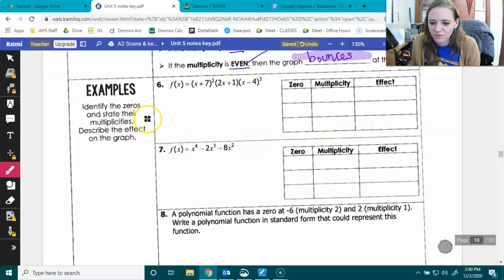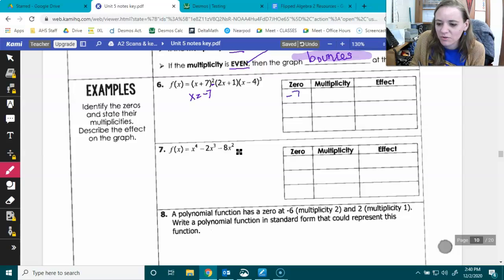So I'll do this first one. Actually, this first one's pretty easy because I don't have to graph it. Yay! Alright, so this one, x plus 7 squared. That squared is super important. So here, I know what number would make this factor 0. The opposite, right? Opposite of plus 7 is negative 7. So x equals negative 7. And then I have 2 of them.